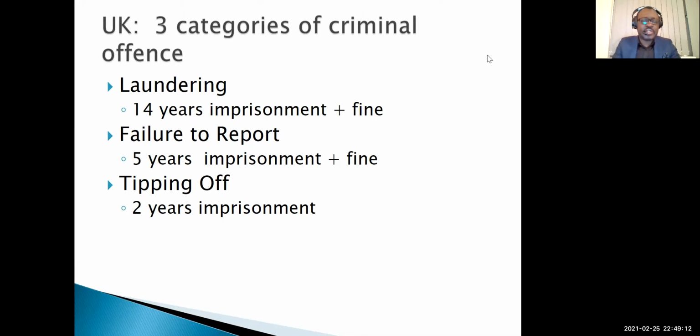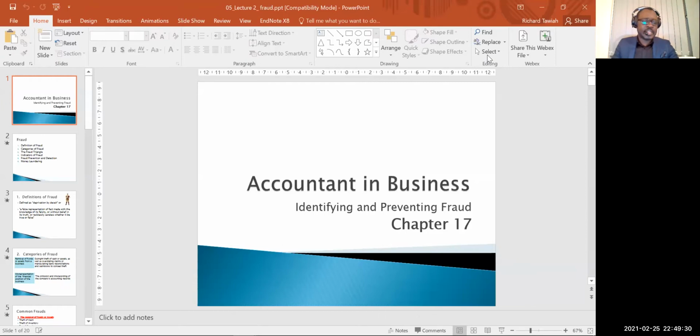Okay, there are three categories of criminal offense in the UK. For laundering, you get 14 years of imprisonment plus a fine. For failure to report, you get 5 years imprisonment plus a fine. And for tipping off, you get 2 years imprisonment. All right. So these are just quick and clear overviews of what fraud examination is, and then taking a deeper look into money laundering.